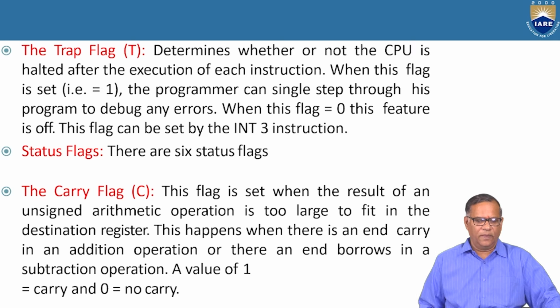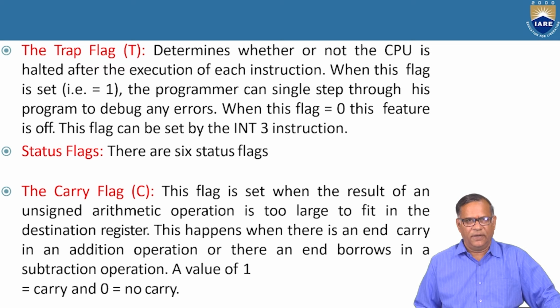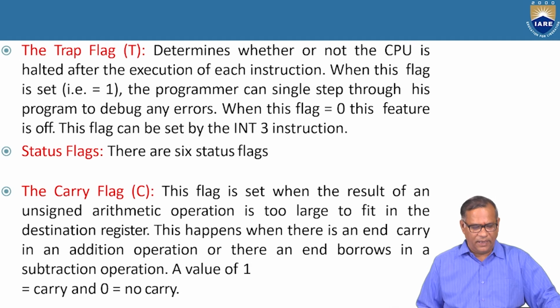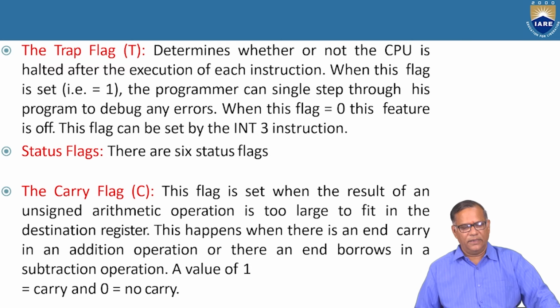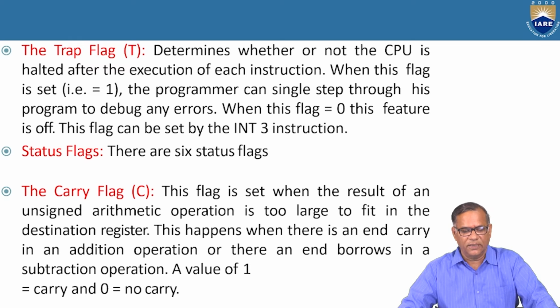Next we have the 6 conditional flags. The 6 conditional flags are the carry flag, followed by the parity flag, then the auxiliary carry flag, then the sign flag, then the overflow flag. These are all the 6 conditional flags. Now let us see what the carry flag is. The carry flag is set when the result of an unsigned arithmetic operation is too large to fit into the destination register. This happens when there is an end carry in an addition operation or an end borrow in a subtraction operation.